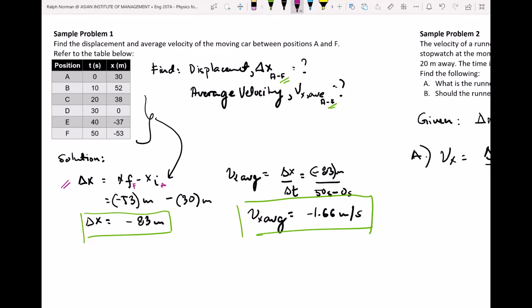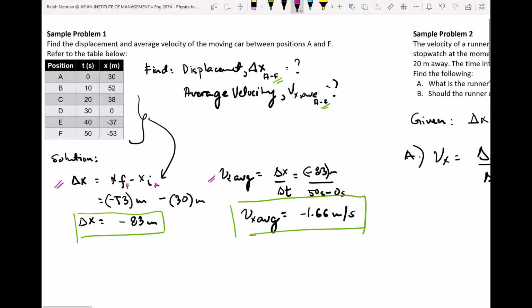Same with the average velocity. Now that we have the delta x, average velocity is simply the change in position, or displacement, over a time interval. In this case, the change in position between A and F is negative 83 meters, and the time elapsed there is from 0 to 50 seconds. So we would yield the answer of negative 1.66 meters per second.